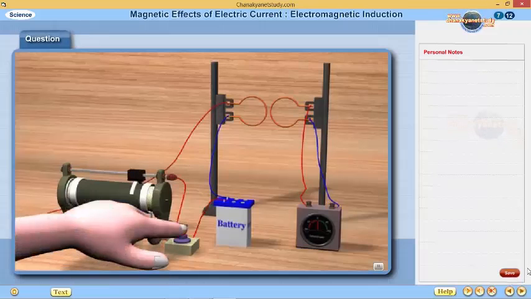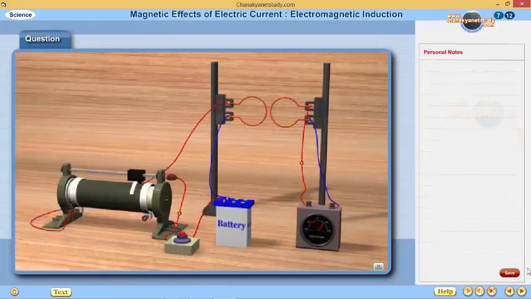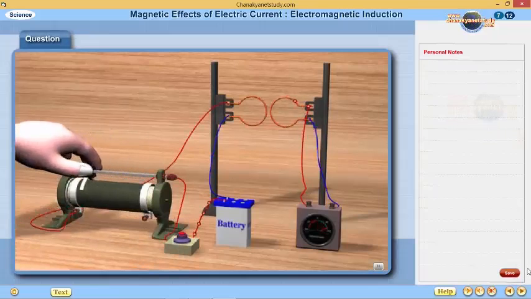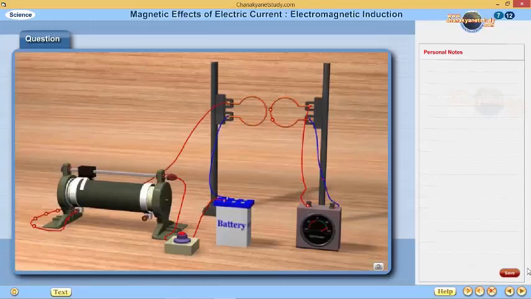Question. Observe the figure. If the current in the coil A is changed, will some current be induced in the coil B? Explain. If the current in the coil A is changed, there will be some current induced in the coil B.